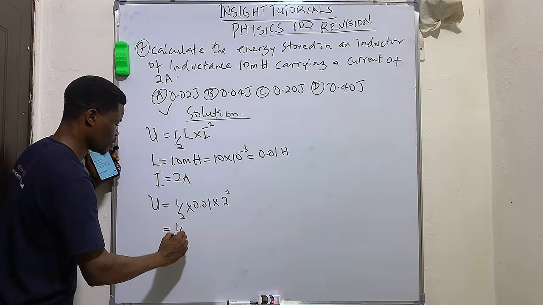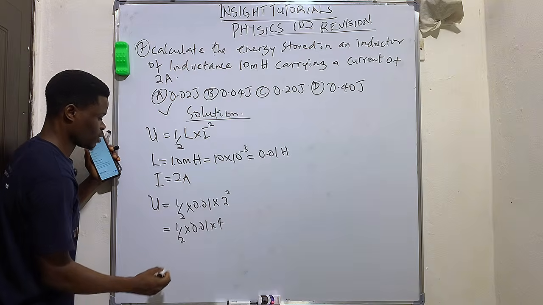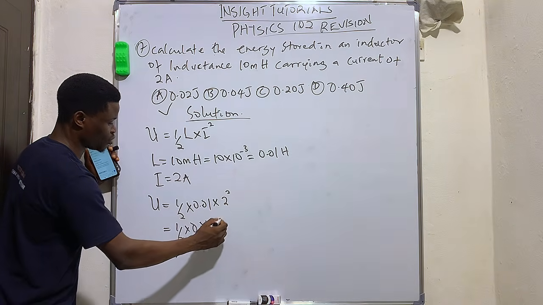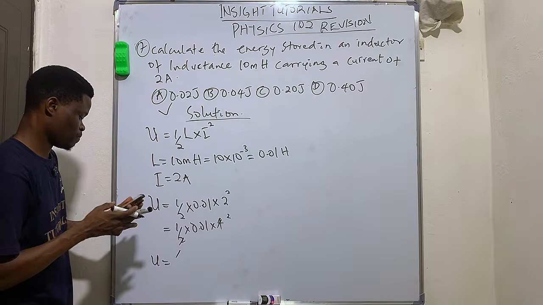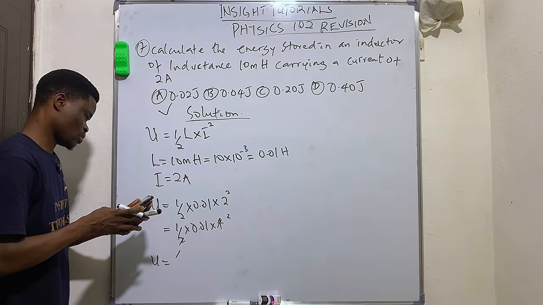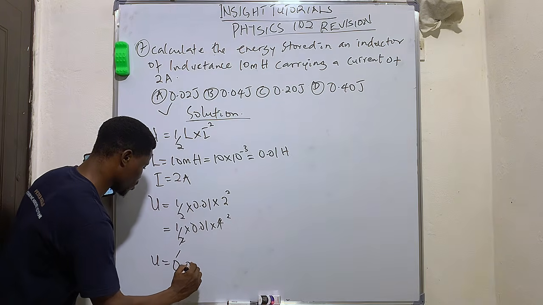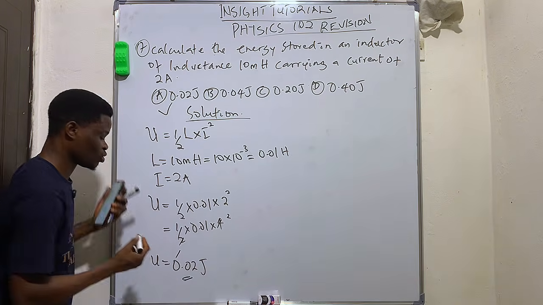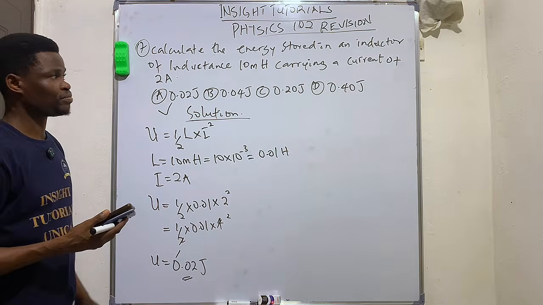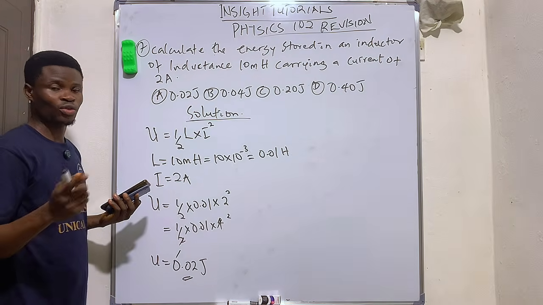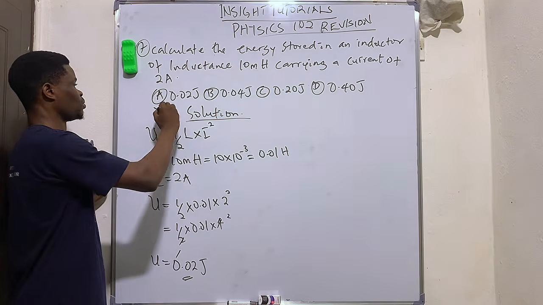So our stored energy is 1 over 2 times 0.01 times 4. It happens that 2 can go into 4 two times. So our stored energy will be 0.01 times 2, which gives us 0.02 joule. So this is the energy that is stored in this particular circuit. And so with that being said, our correct option is option A.